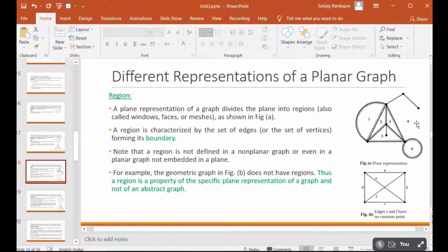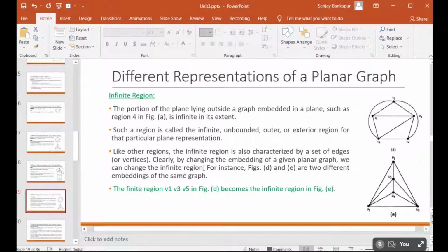That region is not a finite region. There is a concept called infinite region. We'll quickly see. The portion of the plane lying outside a graph embedded in a plane, such as region 4 in figure A, is infinite in its extent.